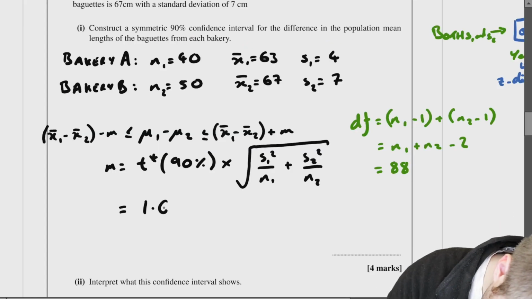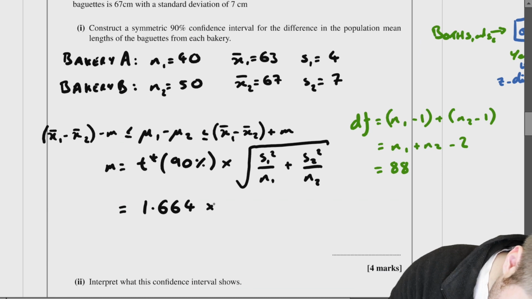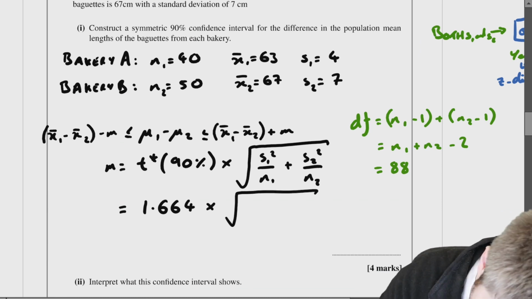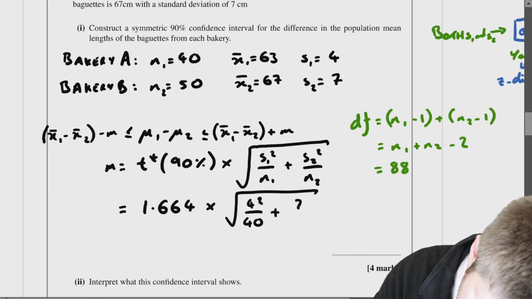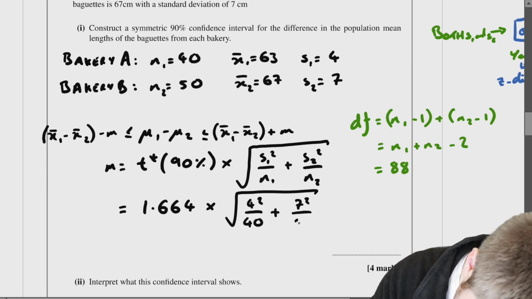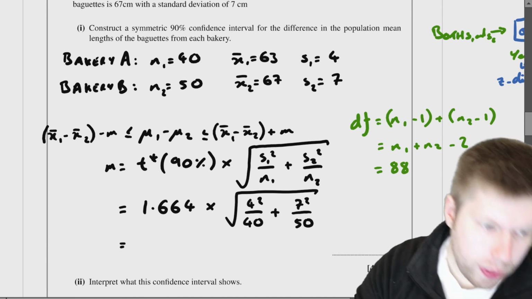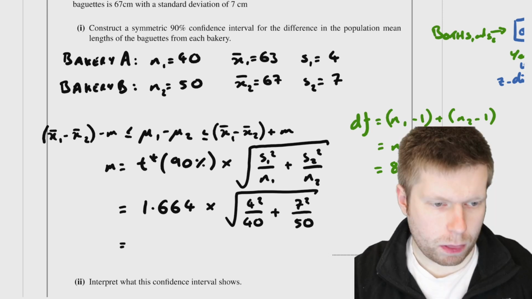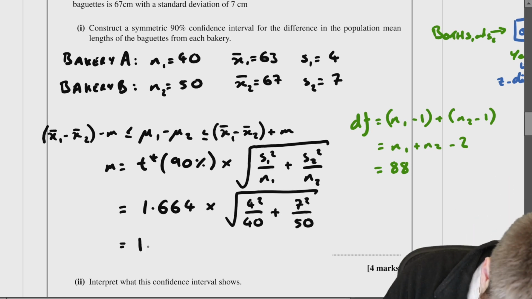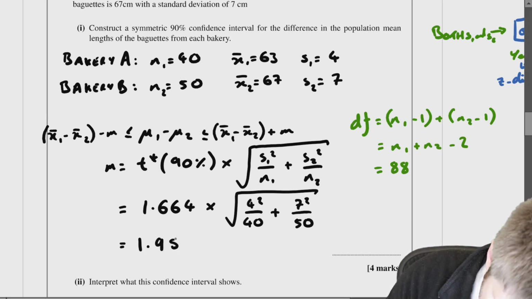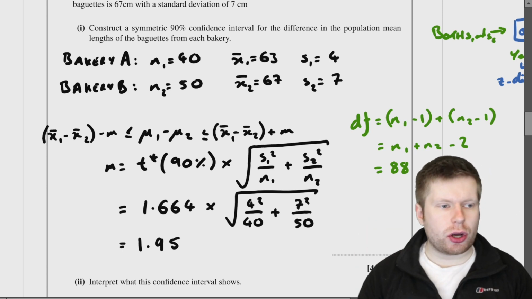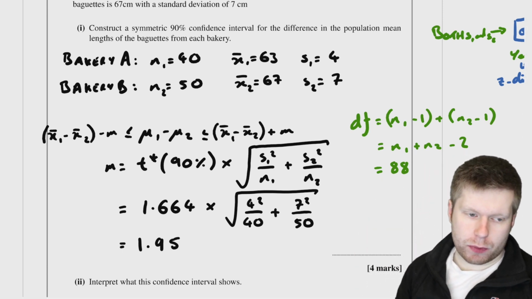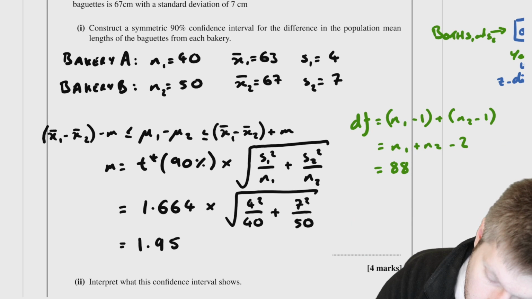Then I'm going to calculate: s1 squared is 4 squared over n1, which is 40, added to s2 squared, which is 7 squared, over n2, which is 50. I'm just going to put all of that in the calculator. Let's see what we get. I get 1.95. So M, the margin of error which I add on and subtract each side, is 1.95.